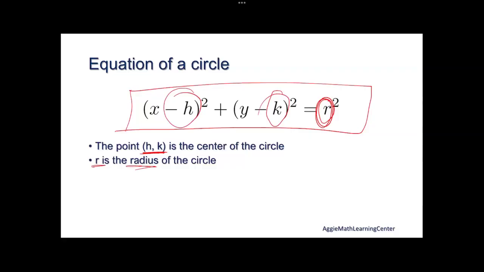Remember, r is the radius. I know it's a really common mistake, when you're writing out a circle equation, to just put r on the side. That would not be correct. You need to square that r. Okay? Yeah, any questions on the equation of a circle?